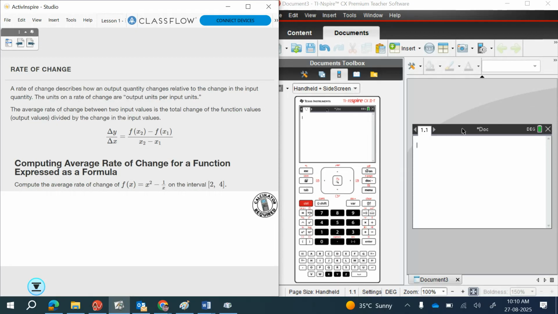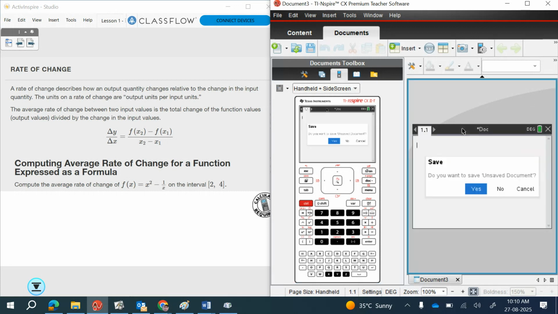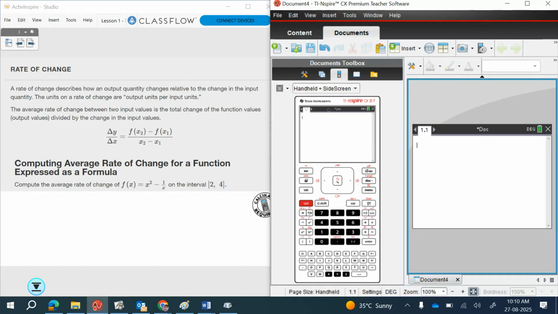So the thing I recommend first, following along with it in your hands, press on. This will allow you to create a new page. You can press 1 on the keyboard here for a new one, and then you can say no to saving it. Whenever you open up a new document, always add a calculator page, like this.